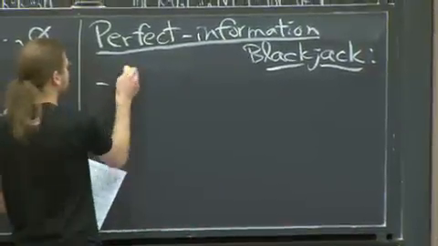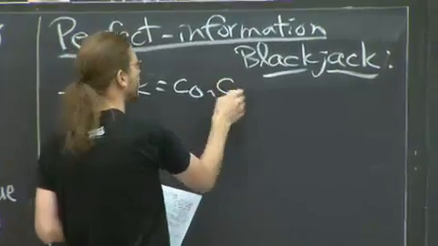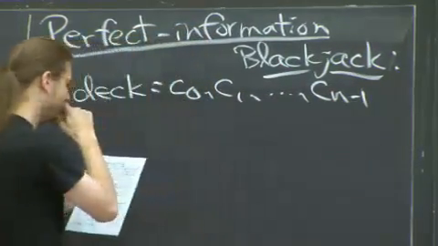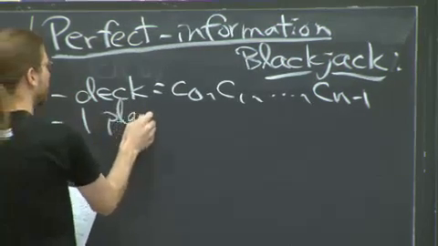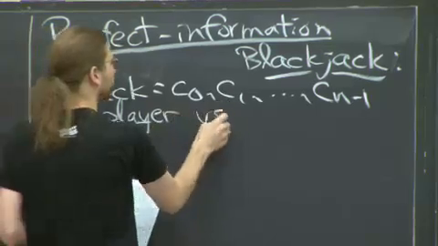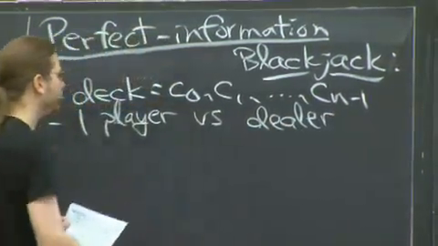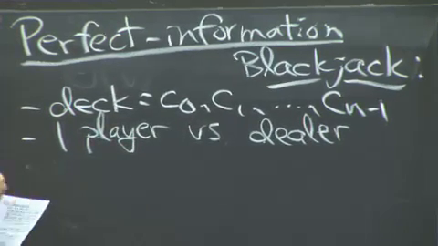so let's say the deck is a sequence of cards, and I'm going to call it C0, C1, up to Cn minus 1. It's n cards. And you are one player versus the dealer. I don't know how to solve this for two players. Interesting open problem. But for one player, I can do it.